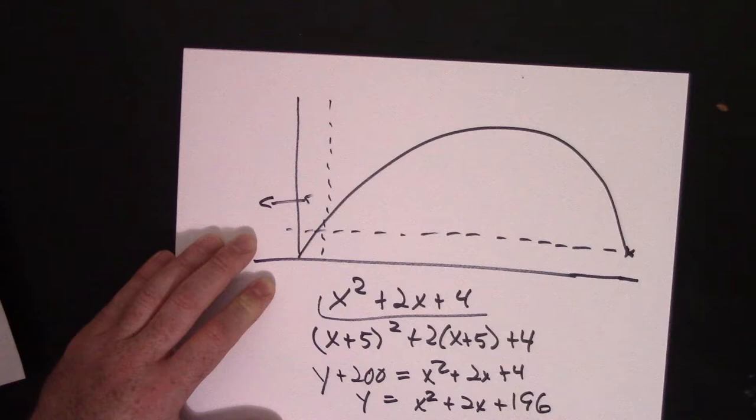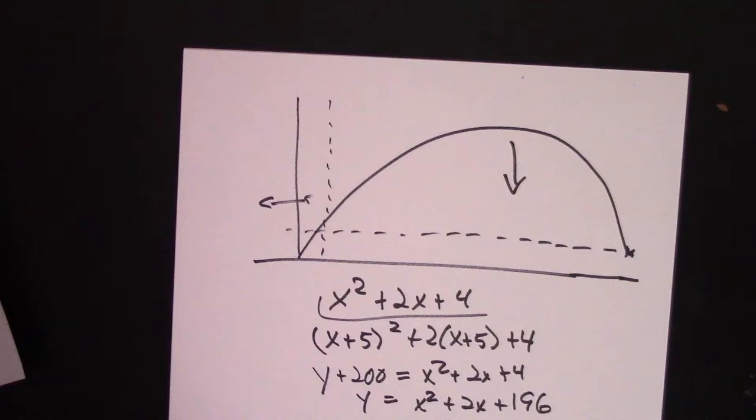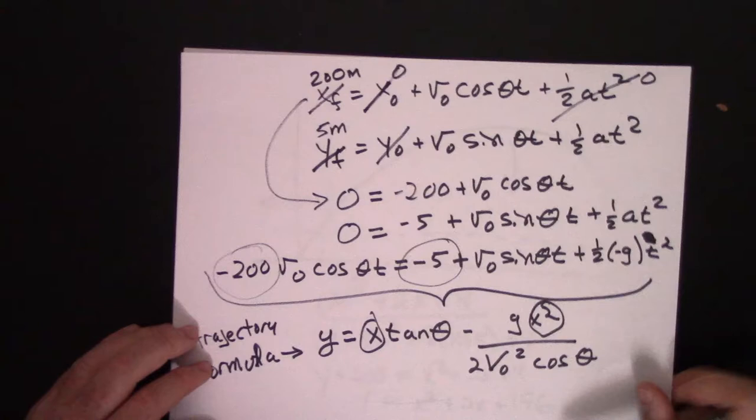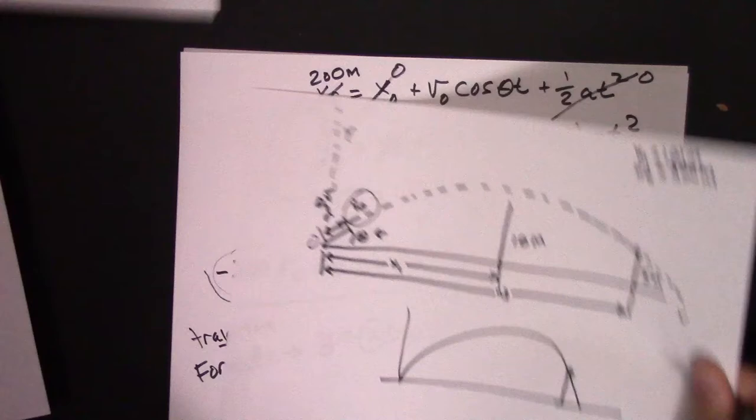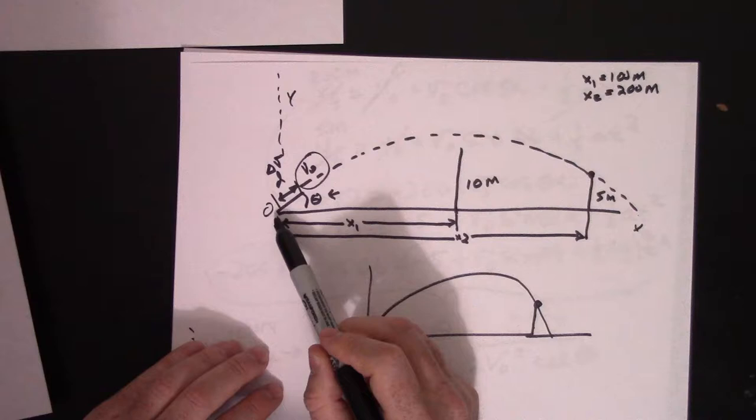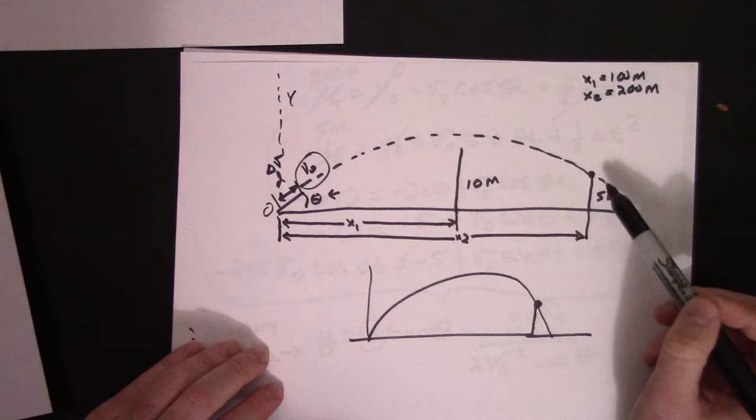And that would shift your whole graph down. So that's really what we want to do. We want to use our out-of-the-box trajectory formula, but we want to be able to use it on our rather complicated setup where we have a 0, 0 beginning point and a 200, 5 ending point.